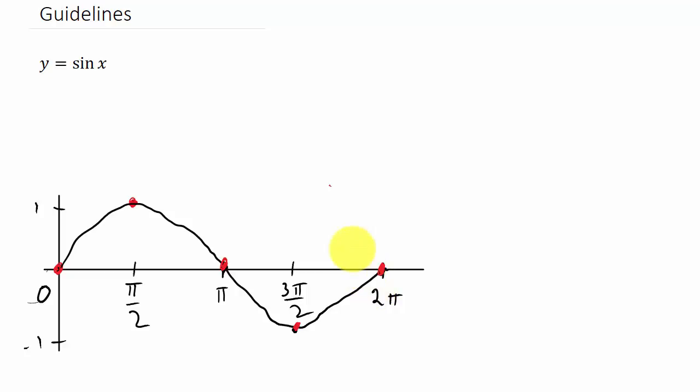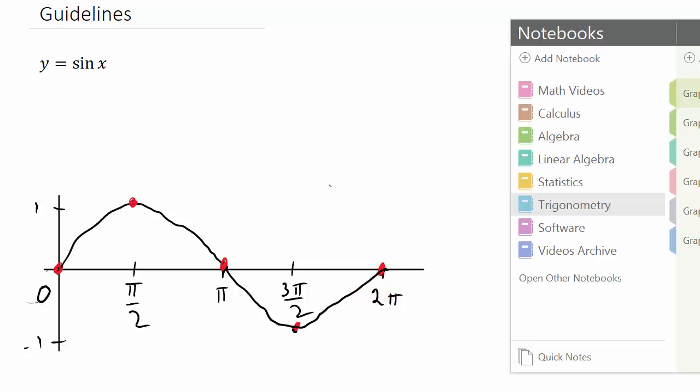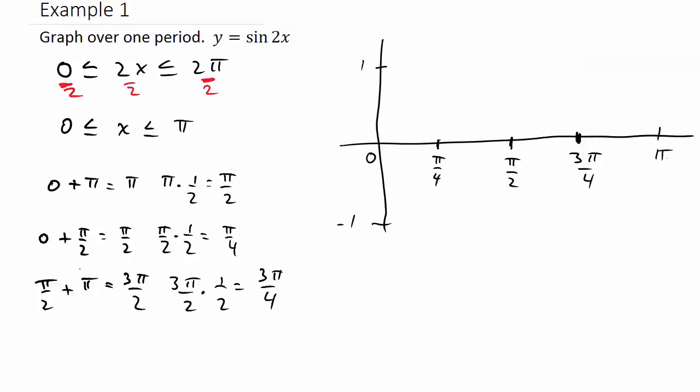Okay. Now, let's go back to our problem. Here's where the interval starts. We're going from 0 to pi. So remember, sine starts at 0, then it goes to its maximum, 0, and then it goes to its minimum, and then back to 0. And then we can draw the graph in. And that would be our graph.